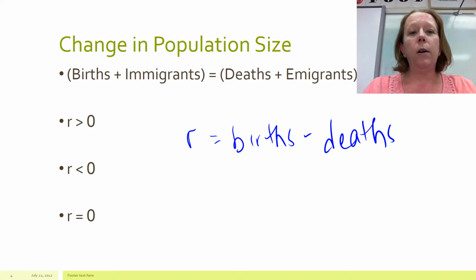So if R is greater than 0, then the population is increasing. If R is less than 0, then the population is decreasing. And then if it's equal to 0, you have that stable population, what's known as zero population growth.